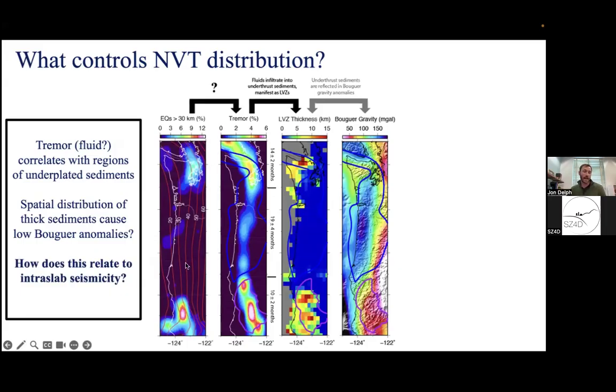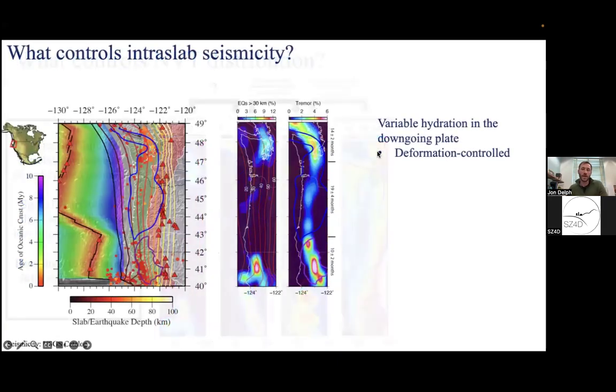Now, ultimately, we need to come back and tie this with our source of fluids, right? What is happening in the downgoing plate, and how are we bringing these fluids to actually affect our seismogenic processes, which is reflected in these other characteristics. So we kind of have two end-member hypotheses we can work with here. One is that intraslab seismicity reflects variable hydration in the downgoing plate.